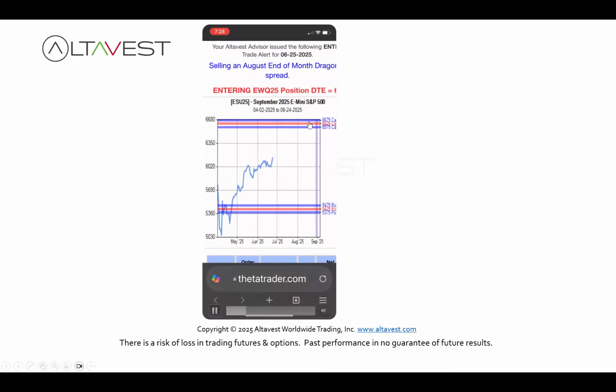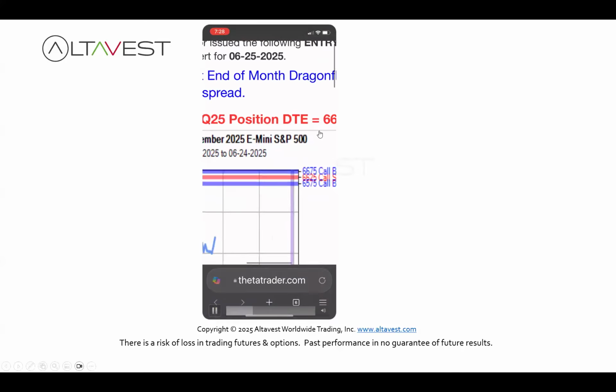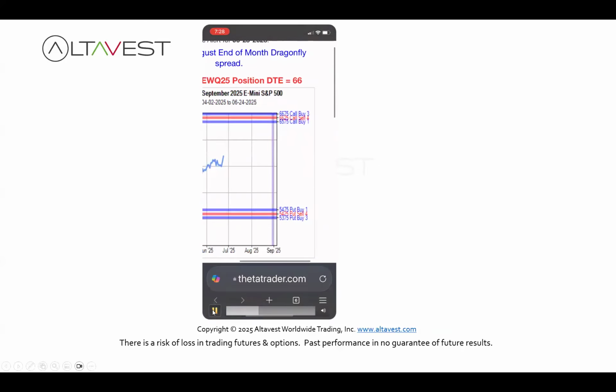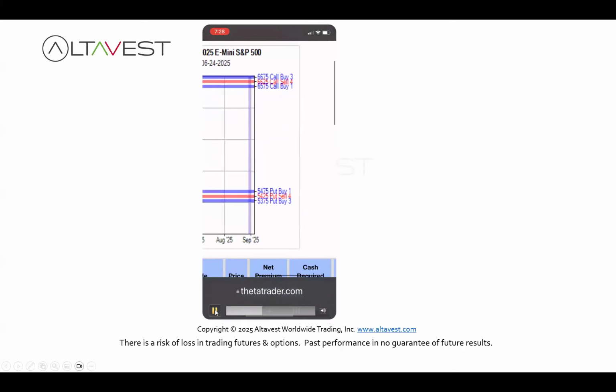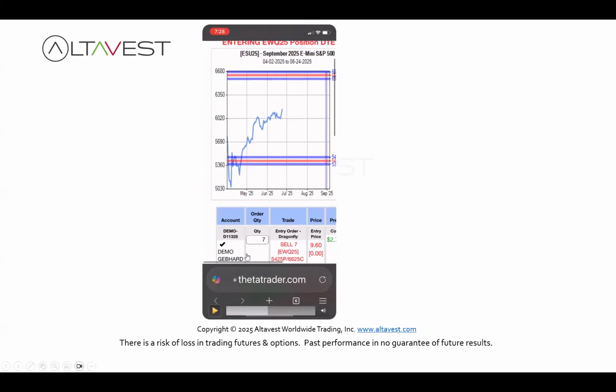So you can see the alert there described for you. That happens to be a dragonfly, 66 days till expiration. That should look somewhat familiar to you, that dragonfly structure, similar to a condor, just with an extra put and a call. You can see the quantity pre-selected for you.